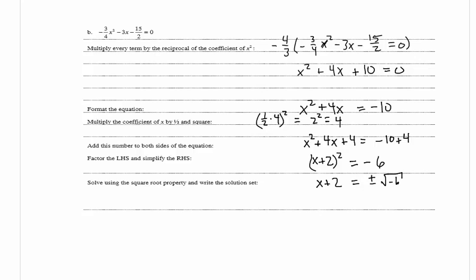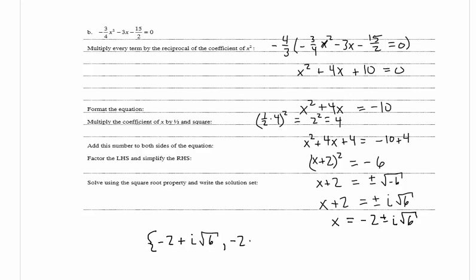Now I'm going to rewrite the square root of negative 6 as i times the square root of 6. Now we're going to subtract 2 from both sides. So I get x is equal to negative 2 plus or minus i square root 6. So our solution set is negative 2 plus i square root of 6 and negative 2 minus i square root of 6.